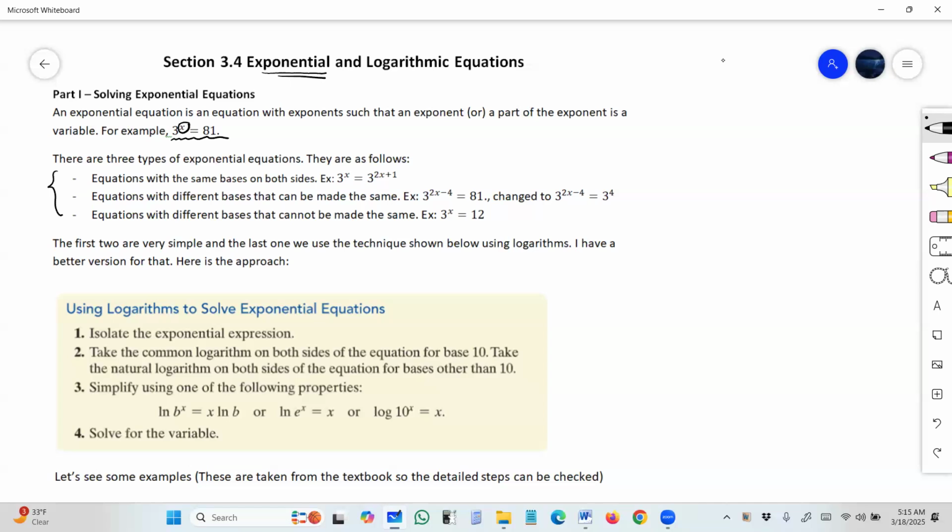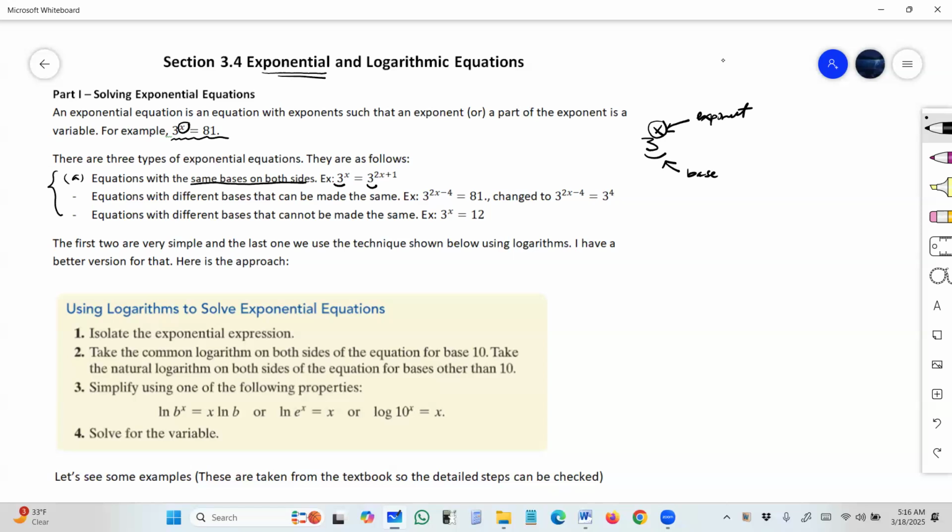The first case is the most basic of them all. I'm going to call it A. This is where you have an equation where the bases that you see are the same. For example, here's 3 to the x, and here's 3 to the 2x plus 1. By the way, let me remind you what these things are. For example, 3 to the x: this number is called the base, and this number is called the exponent, which in this case is represented by a variable.